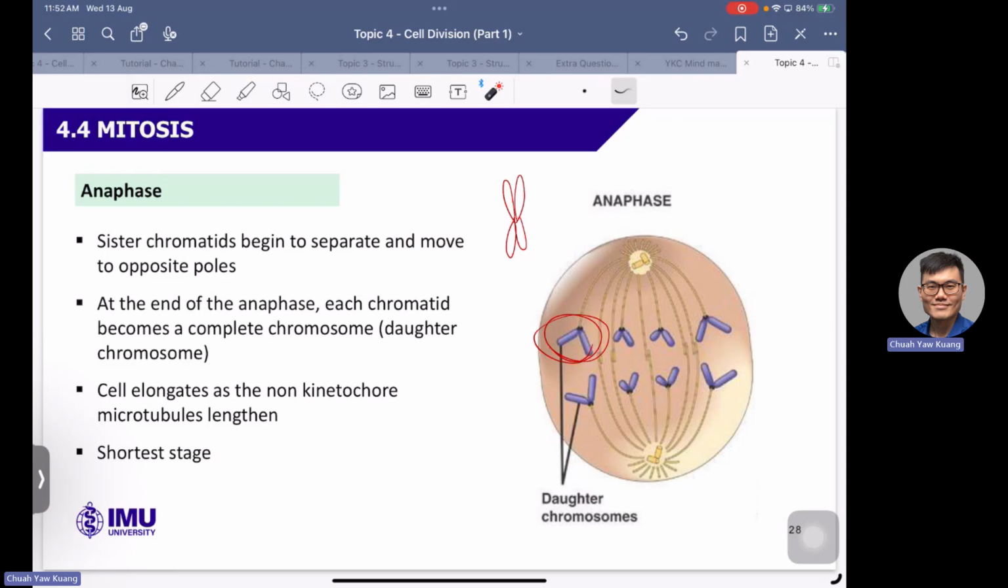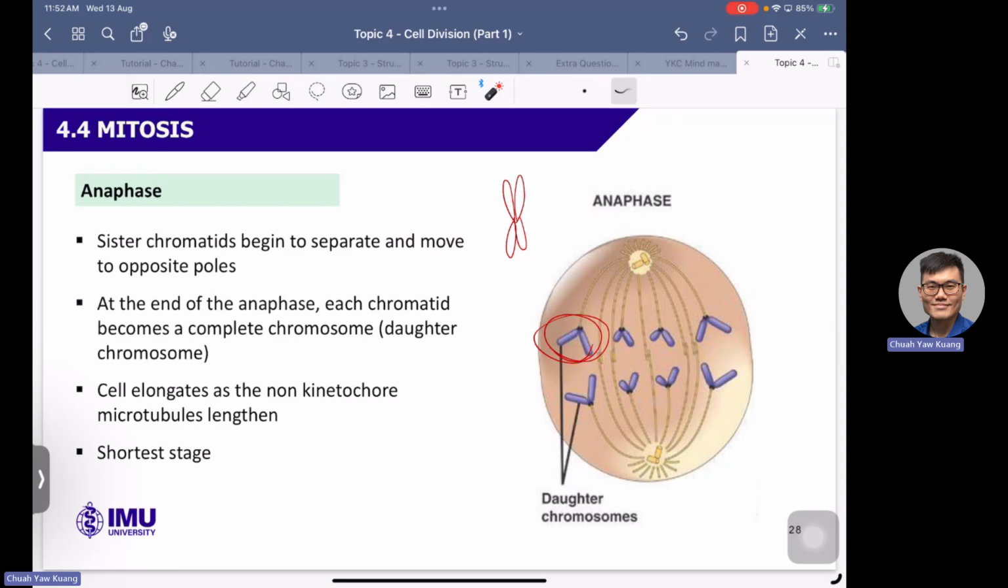The nucleus has disappeared. There's still no nucleus. Then spindle fiber behavior: the spindle fibers shorten in order to pull the chromosomes to different poles. That's the shortening of the spindle fiber.